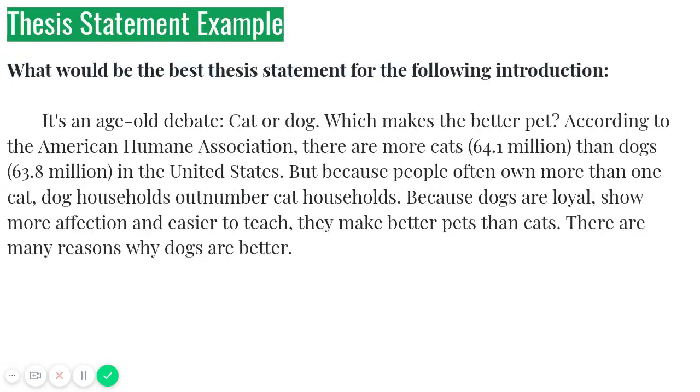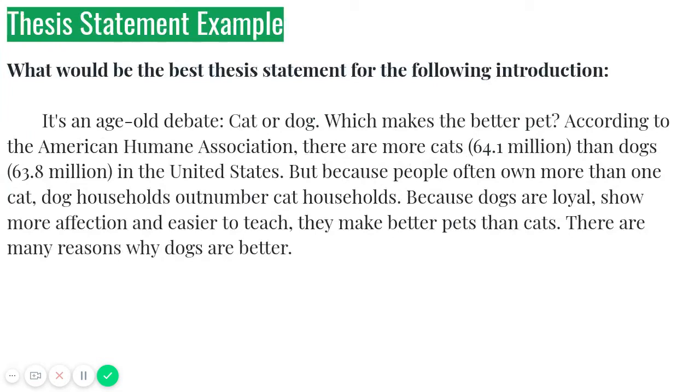So if we look at this introduction, what would be the best thesis statement for the following introduction? It's an age-old debate, cat or dog, which makes the better pet? So that would be the hook. That's where they're trying to get you into the introduction. According to the American Humane Association, there are more cats, 64.1 million, than dogs, 63.8 million in the United States. But because people often own more than one cat, dog households outnumber cat households. Because dogs are loyal, show more affection, and are easier to teach, they make better pets than cats. There are many reasons why dogs are better.